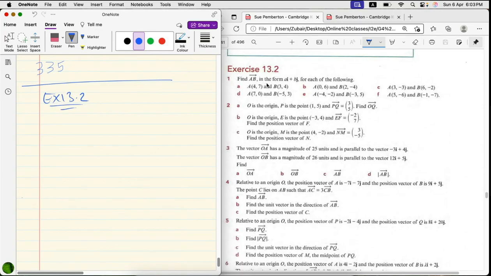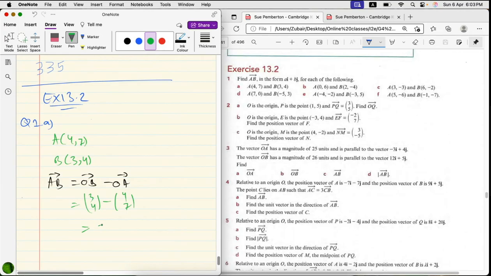Exercise 13.2. Find AB in the form AI plus BJ for each of the following. Question 1, A part. A is given 4, 7. B is given 3, 4. To find AB, AB is OB minus OA, second letter minus first letter. So OB is 3, 4 and OA is 4, 7. 3 minus 4 is minus 1. 4 minus 7 is minus 3. In this form, AB is equal to minus I minus 3J.